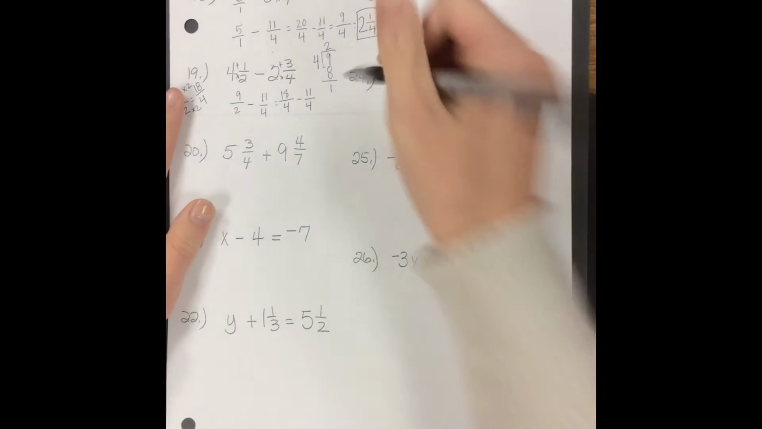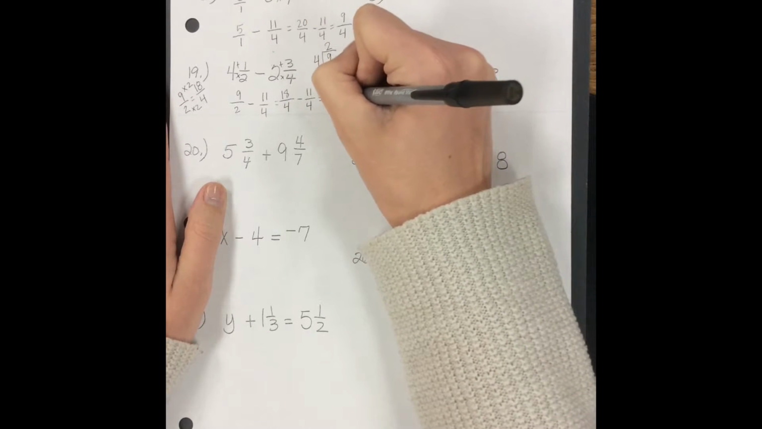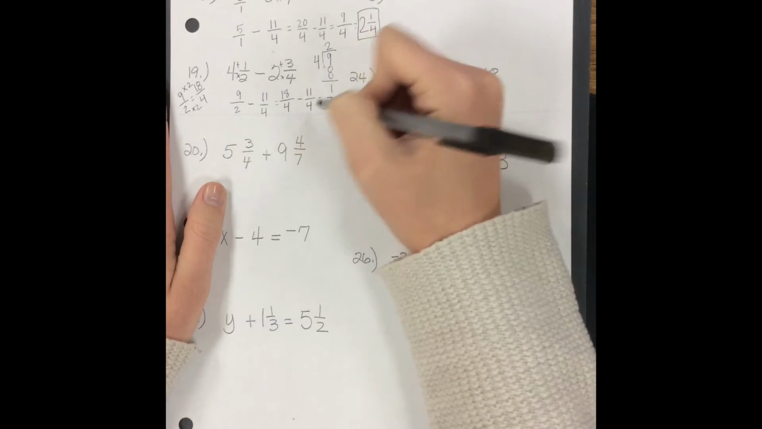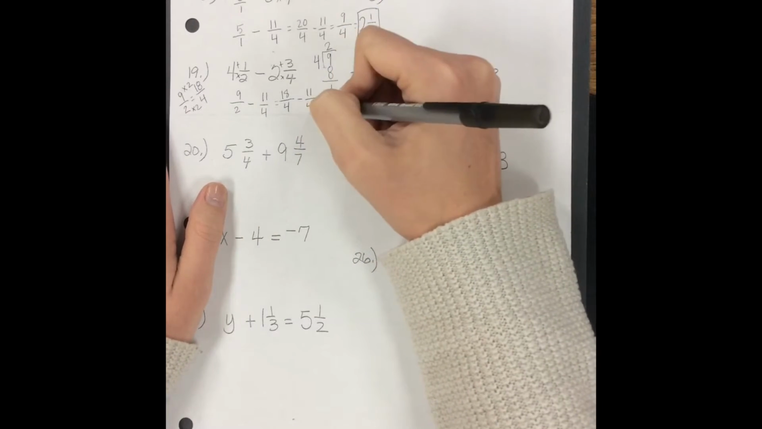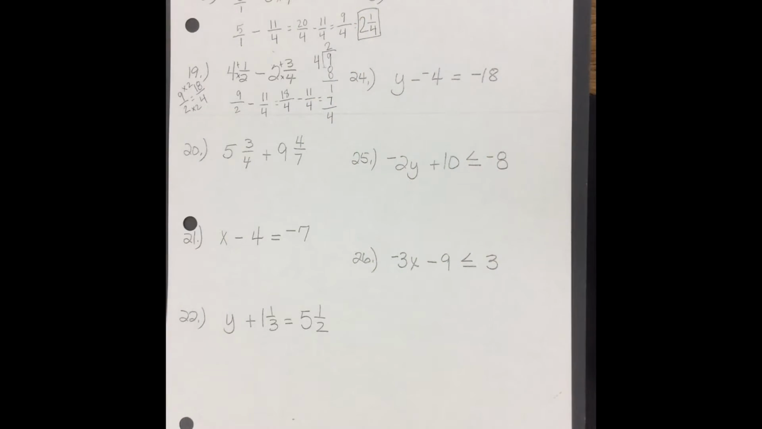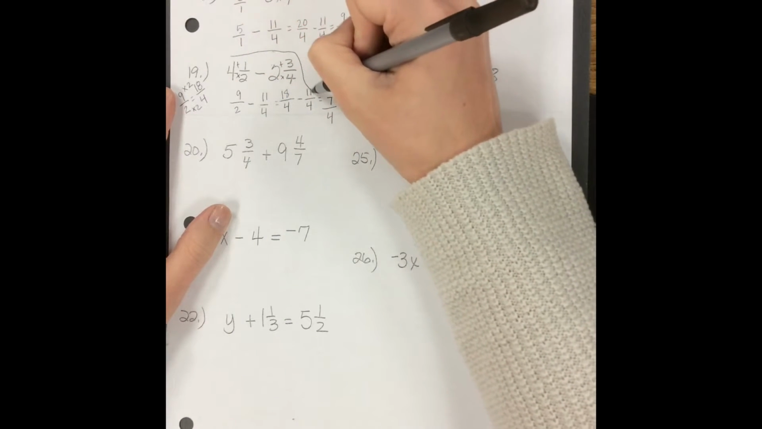Okay, so when I subtract, 18 minus 11 gives you 7. And 4 minus 4, well, we don't subtract the denominators. We subtract the numerators. Keep that denominator. So 7 over 4. Now, here, let me separate these problems.